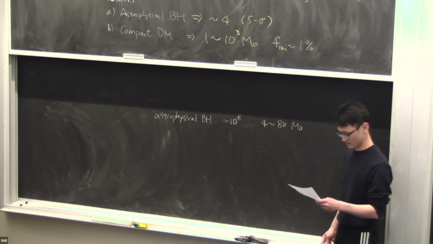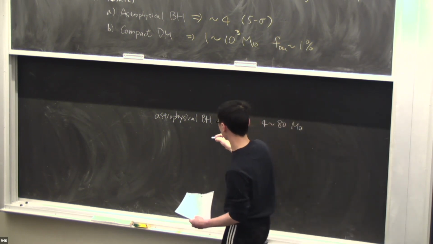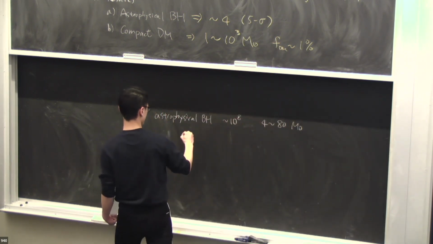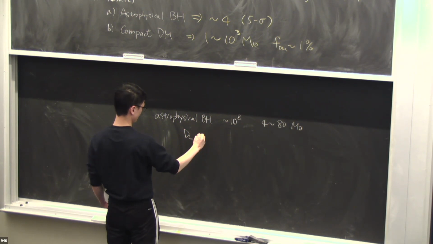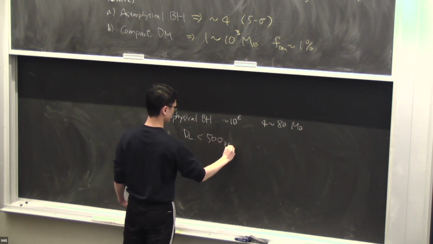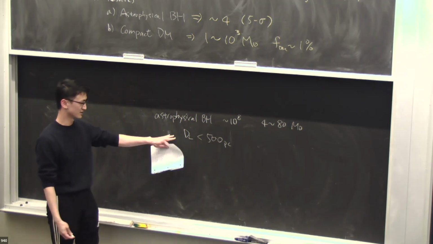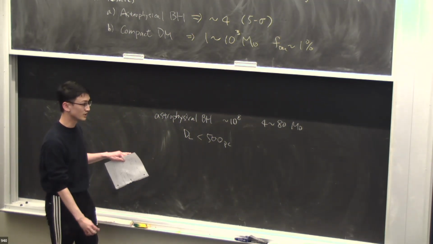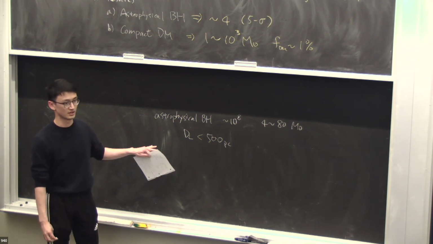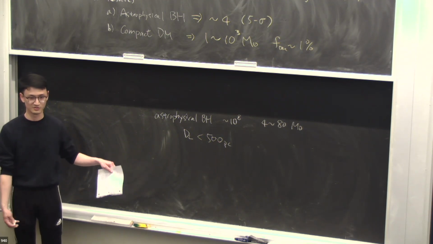And what we found out of those 4, they're all pretty close black holes, less than 500 parsec, and we can actually determine their parameters quite well just using MCMC.